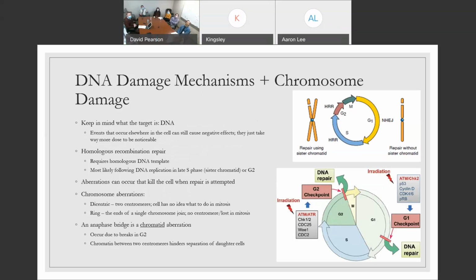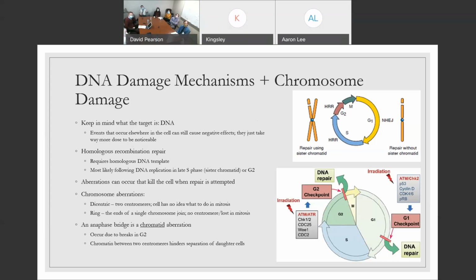So again, keep in mind, targeting DNA here, events that occur elsewhere within the cell can still cause negative effects. They just take way more dose to be noticeable. I can't remember where I saw this, but the dose required if you gave all of the dose to the mitochondria of the cell so that it was unable to produce energy for itself would be thousands and thousands of times higher than the dose that already would have killed the cell if some of it happened to hit the nucleus. So other processes are going on, but DNA is the king.